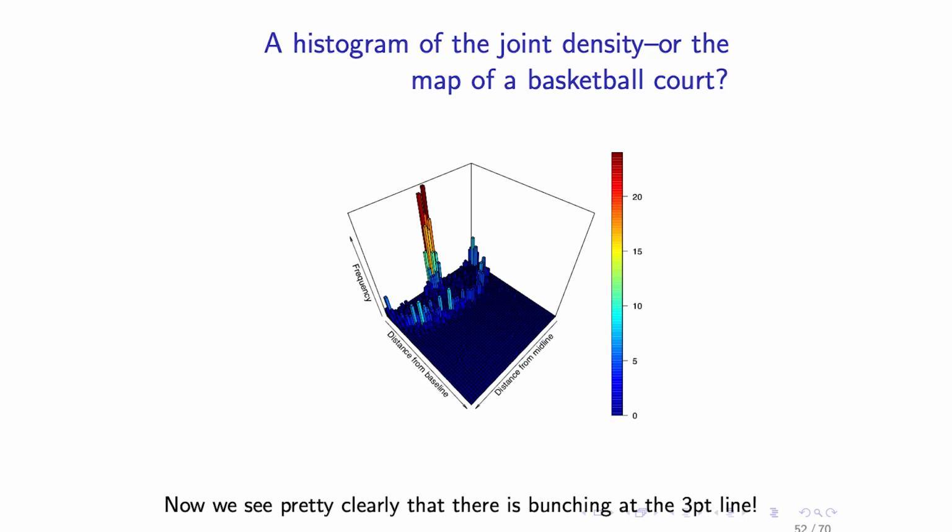So either I force the functional form and transform it back into one variable. We could do that. Or I could, and then we should be able to see bunching at the 3-point line, or I draw it in 3 dimensions, which is something like we get here.